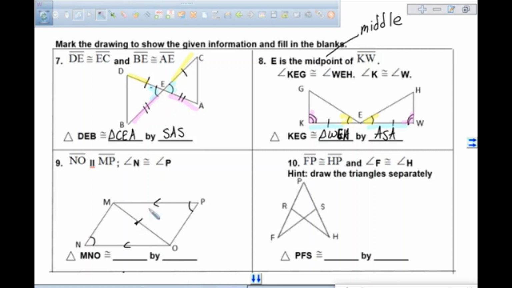Now this next one, we only have one set of parallel lines being intersected by our transversal. And our transversal is this line here. And these are our parallel lines. Notice that's a backward Z. So that means that this angle here and this one here are congruent. So we have two sets of angles and the side that's not included. So this means we have angle, angle, side. And that triangle MNO is congruent to triangle OPM.